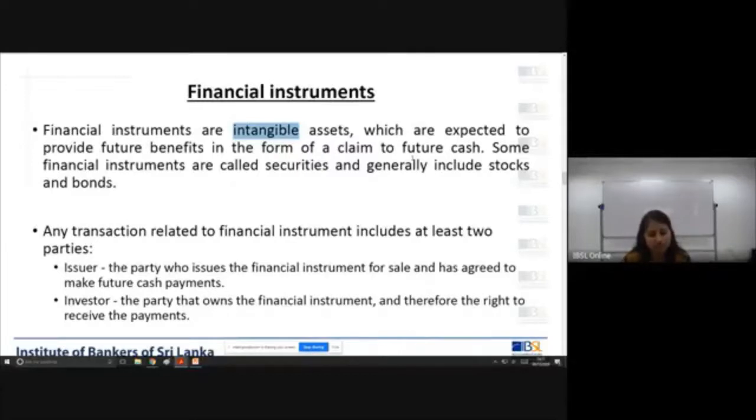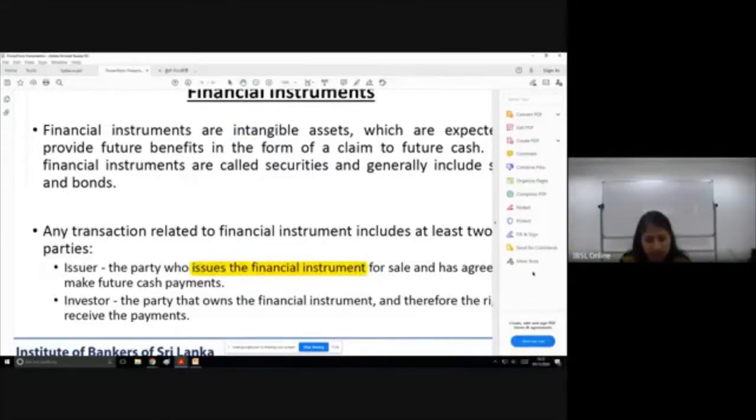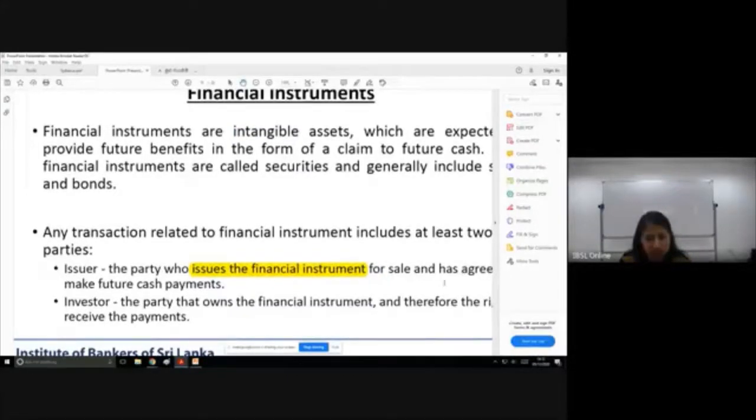What does the investor do? The investor owns the financial instrument, gives the money to the issuer, and gets the right to receive future payments. If I have to highlight the essential words here, remember, the issuer issues the financial instrument and agrees to make the future cash payment. The investor owns the financial instrument in return for the money that they give.